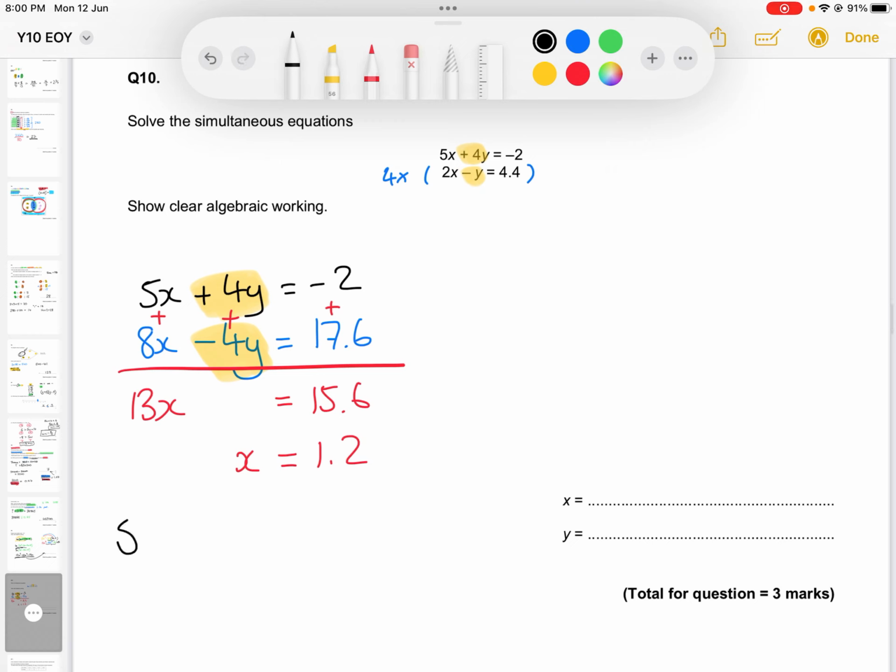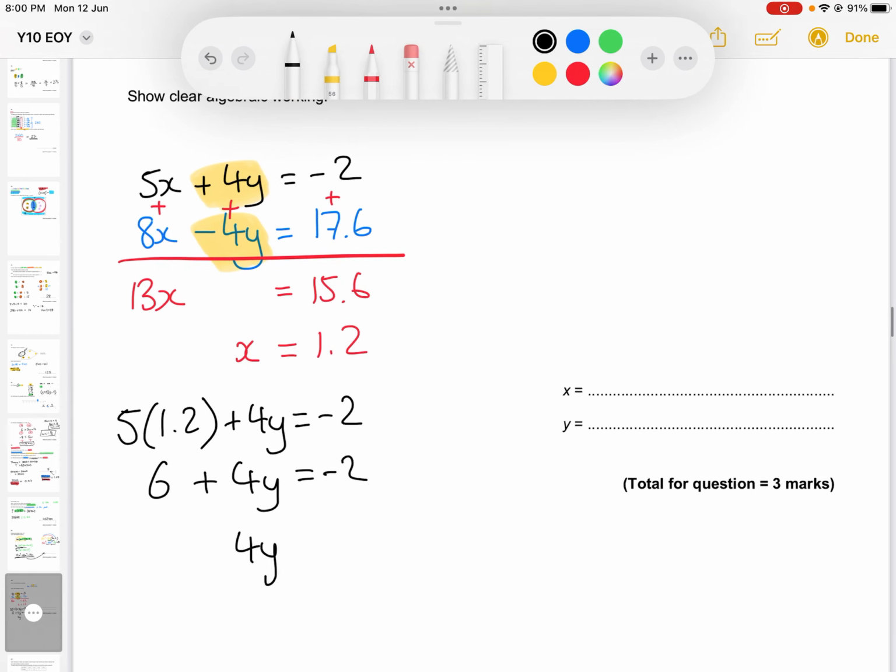So subbing that in, and you've got to be careful here because it says for you to show clear algebraic working, you need to demonstrate that you are subbing this 1.2 back into an equation. So I'm going to have 5x, but that's 1.2, so 5 times 1.2 plus 4y equals minus 2. That then gives me 6 plus 4y is minus 2. Take away 6 from both sides will give me this, and then dividing both sides by 4 will give me minus 2. So we have x is 1.2 and y is minus 2.